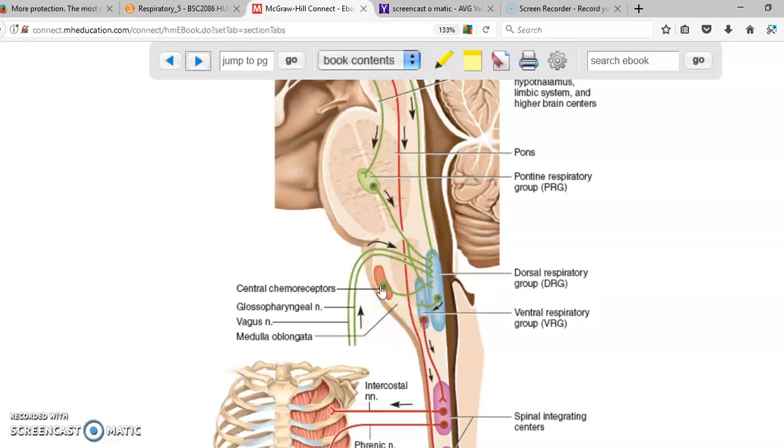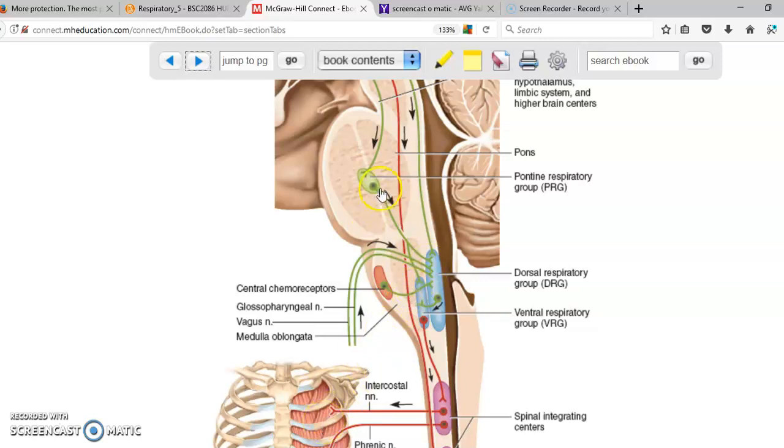Same concept. We have central chemoreceptors. Central chemoreceptors, for example, are going to capture the information that we have in the cerebrospinal fluid. If there's changes, for example, in pH in the cerebrospinal fluid, they will modify the dorsal respiratory group, and the dorsal respiratory group will modify the ventral respiratory group so we can change the speed at which we are going to breathe.